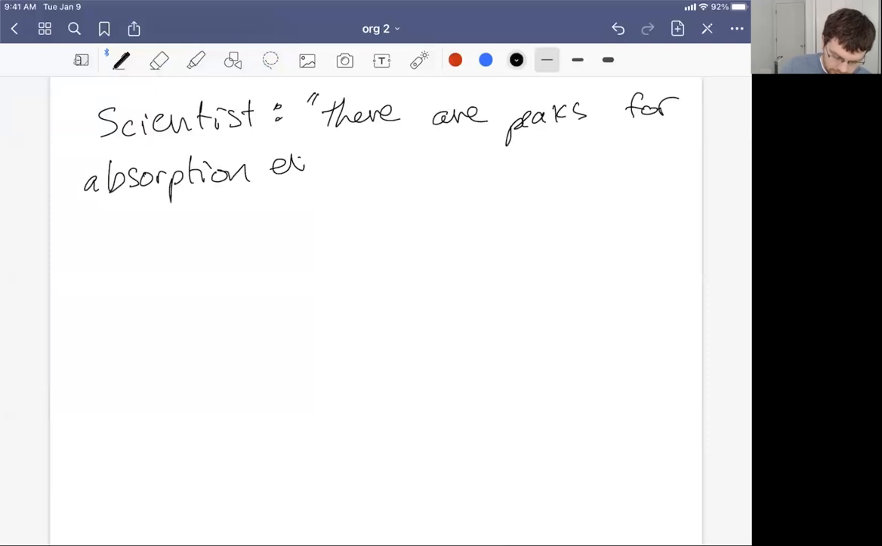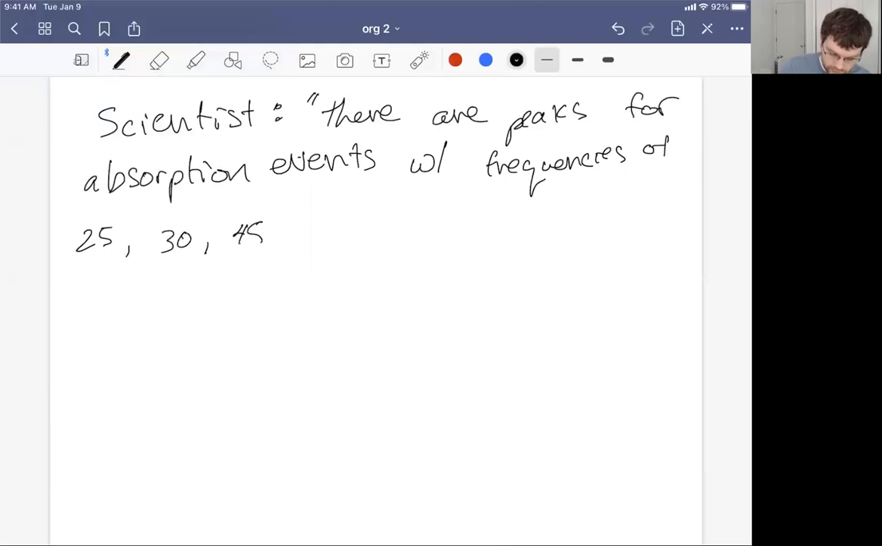For absorption events with frequencies of approximately 25, 30, 45, 75. And I guess the approximate sign is good because it's not like it's 75.0. So maybe I should have kept that. So there's going to be a little bit of variation here, subtly, and we'll get to why that is in a second.